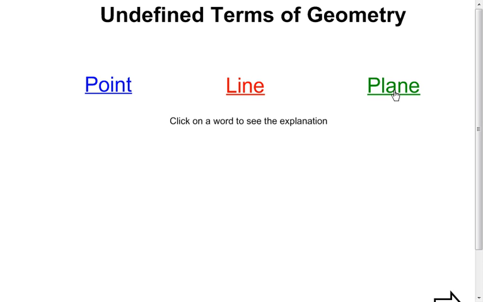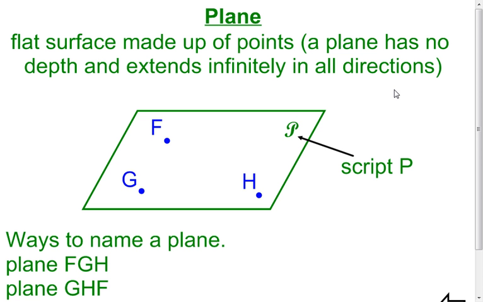And then the last undefined term of geometry would be the plane. This is a flat surface made up of many points. A lot of people, when you first start thinking about planes, think about something like the floor or the ceiling. It's a flat surface. Now obviously the floor is not going to extend infinitely, but the floor would be a portion of a plane. So when you look at a picture of a plane, obviously I can't draw something that's going to extend infinitely.